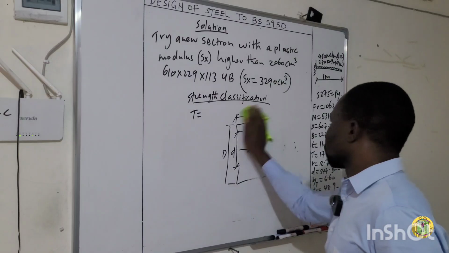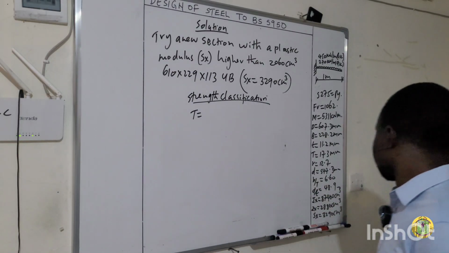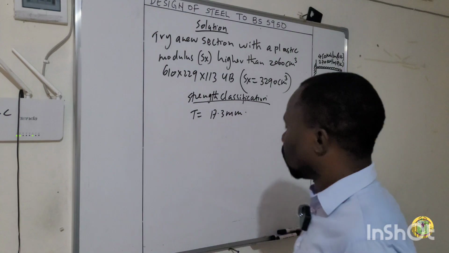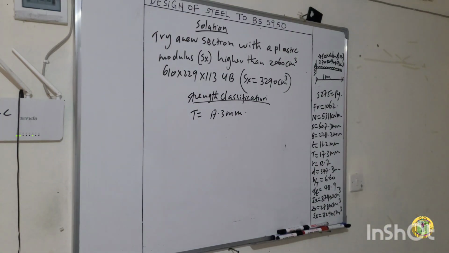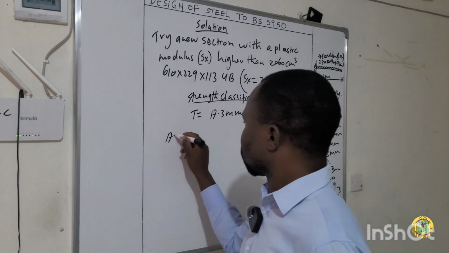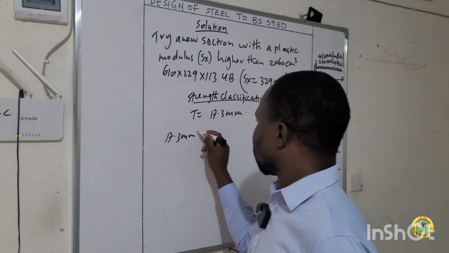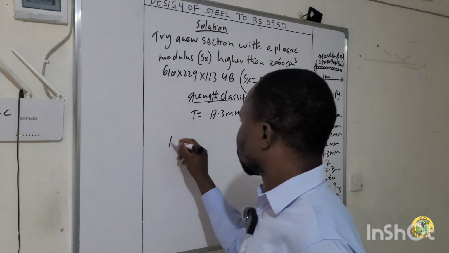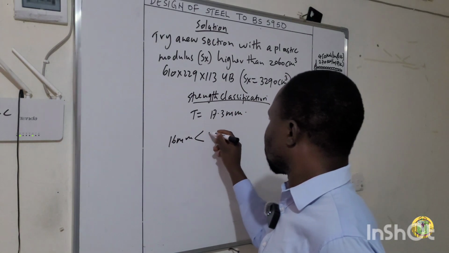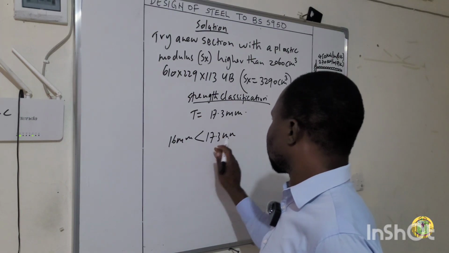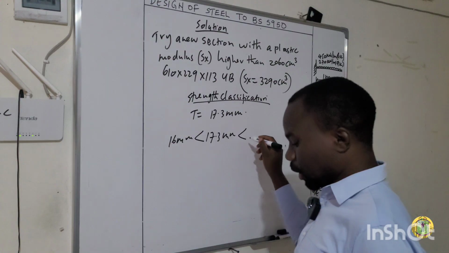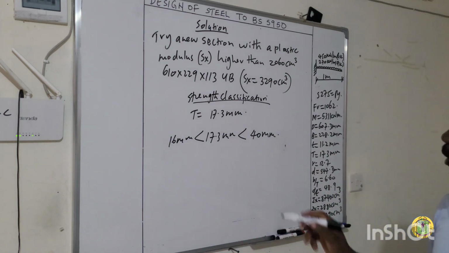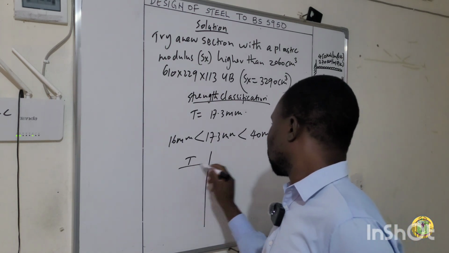So T is equal to 17.3 millimeter. So 17.3 millimeter is greater than 16 millimeter, but less than 40 millimeter. So this is from this table T and PY.